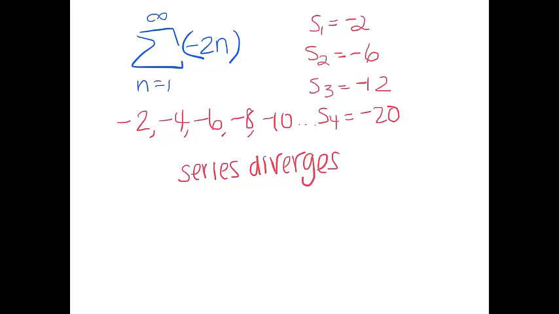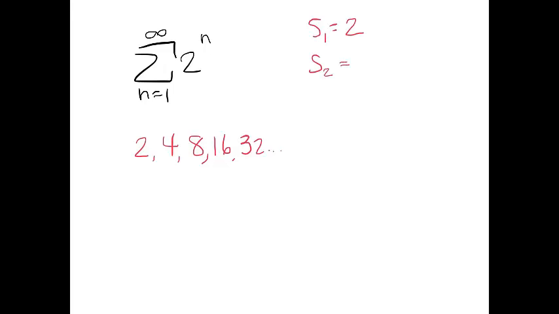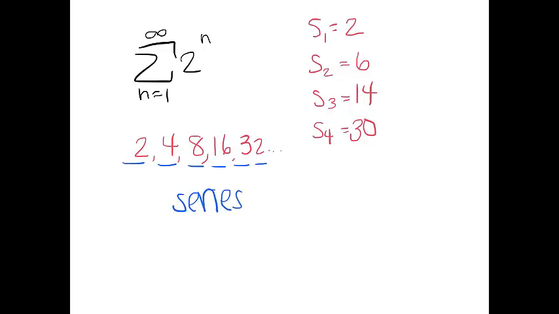Let's take a look at a geometric one. We'll start at 1 and go to infinity of 2 to the n. If I generate the numbers, 2 to the first is 2, 2 squared is 4, 2 to the third is 8, 16, 32, and so on. First partial sum is 2, second partial sum is 6, third partial sum is 14, fourth partial sum is 30, and so on. Since the numbers in the sequence keep getting bigger, if you continuously add them together, the sum will continuously get bigger. So this series diverges.